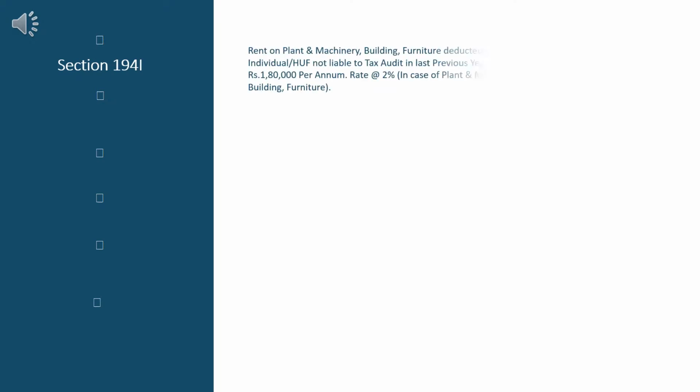Section 194I. Rent on plant and machinery, land, and building, furniture. Tax to be deducted by any person other than individual or HUF, not liable to tax audit in last previous year, if the rent amount exceeds rupees 1,80,000 per annum. Tax rate at 2% in case of plant and machinery, 10% in case of land and building, furniture.